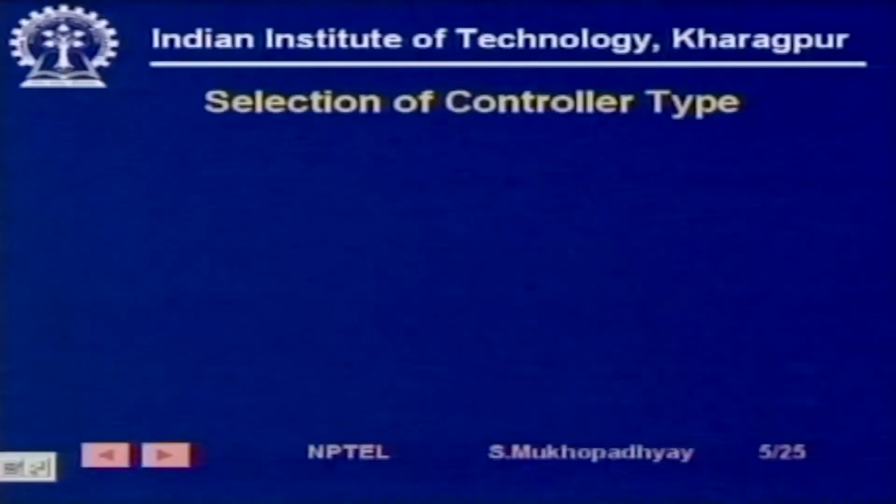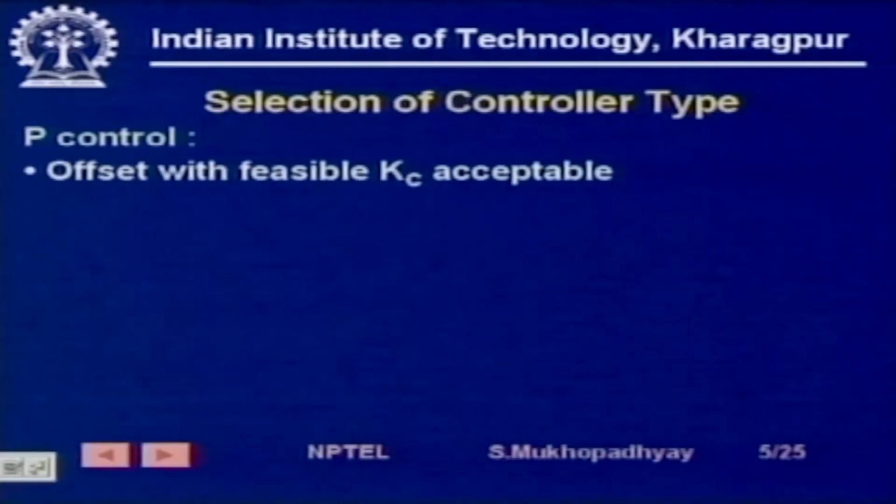Now we only need to select the controller types and then the controller parameter settings. So let us first look at the P control. We already know that P control leads to offsets in most cases. So obviously you can use P control only when that offset is acceptable with feasible values of the gain.